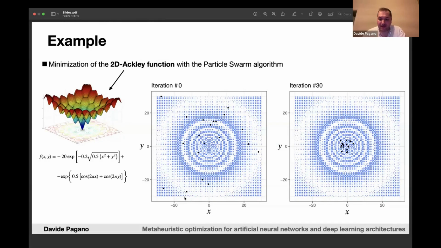The plot in the middle shows a population of agents randomly generated in the search space at the beginning of the algorithm, at iteration 0. The metaheuristic algorithm, in this case particle swarm optimization, which is pretty popular, moves this population according to some rules which are not relevant here. As you can see, at iteration 30 we have a cluster of agents close to the global minimum, and at least one of them is very close to the actual global minimum.